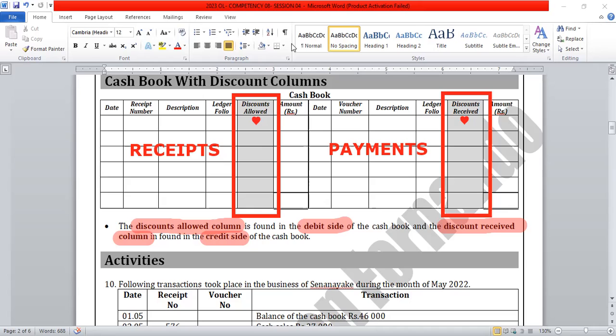Dunit is asking a question. Sir, when there are no discounts in the transactions, do we need to draw the discounts allowed and discounts received columns? Most of the time, you can read and understand whether the transactions include the discounts or not. Then don't draw the discounts columns, not required. Okay?